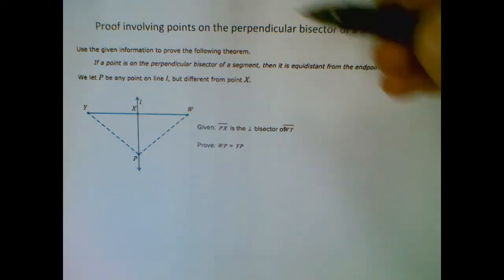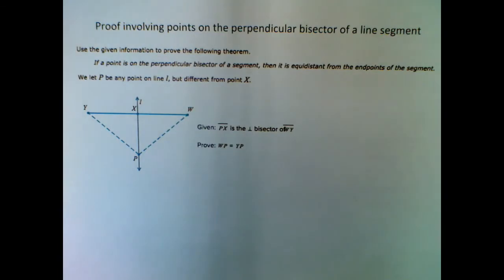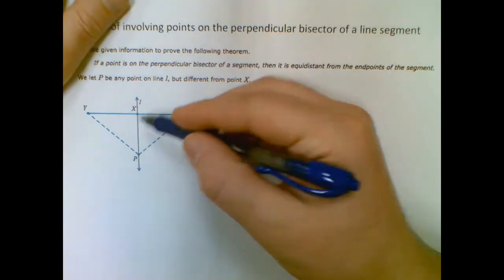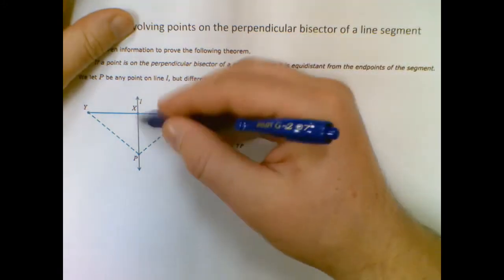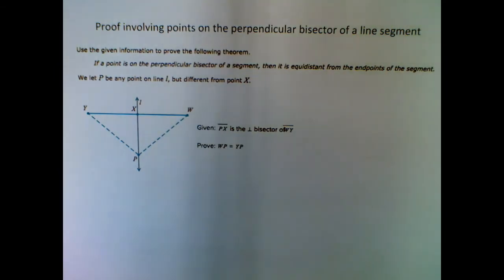So, we're going to let P be any point on line L, so not a specific one. It's not going to be 1 inch away or 1 unit or anything like that, just at any general point. But it has to be not X, because that would be really unhelpful, because it's a bisector, we know it's there. All right. So what do we know?